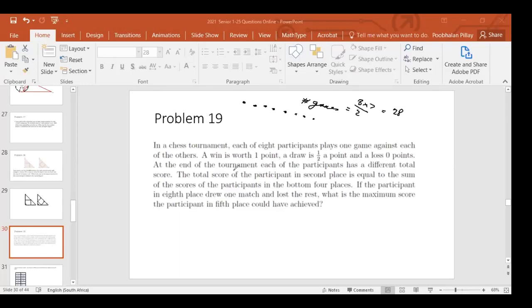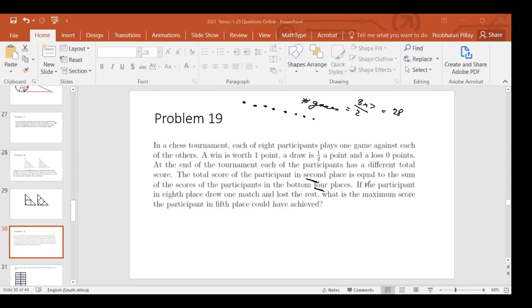That's important. The total score of the participant in second place is equal to the sum of the scores of the bottom 4 places. So we have to rank these players, player 1 up to player 8, highest to the lowest. And then you can see what the second one is. Then you look at the bottom 4, and the second place is equal to the sum of the scores of the participants in the 4 bottom places. Okay, so that piece of information is given.